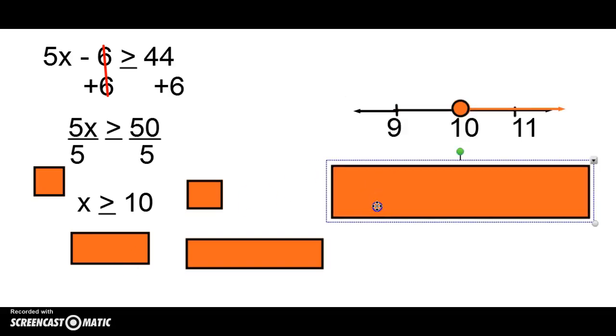Graphing. Because it's or equal to, you have a closed dot, and because x is greater than 10 and the 10 is the littlest, you'd have your arrow going that way.